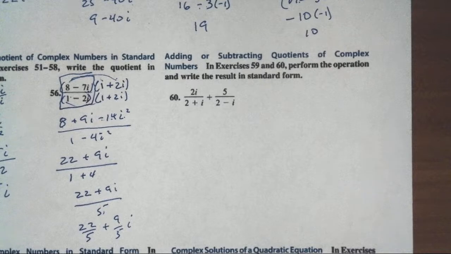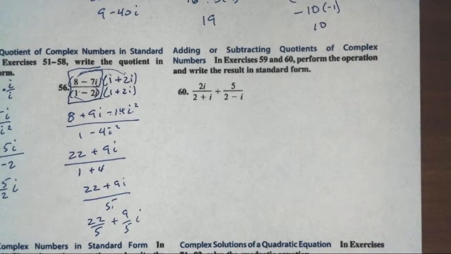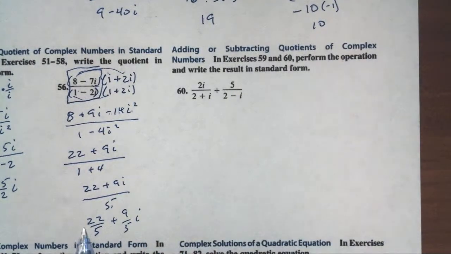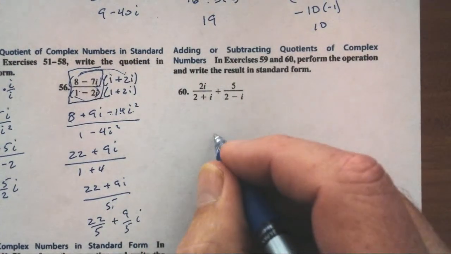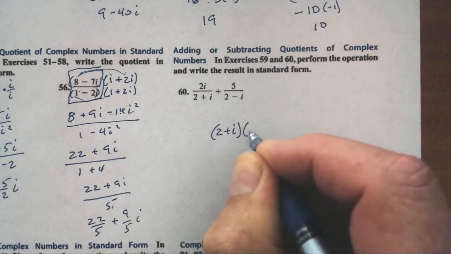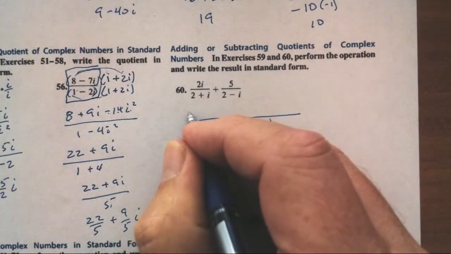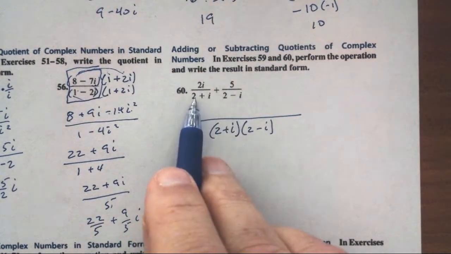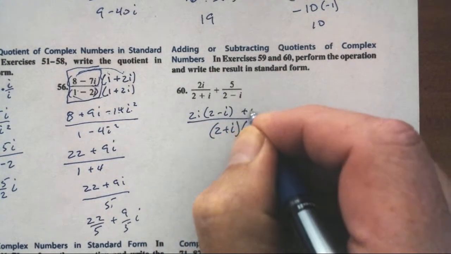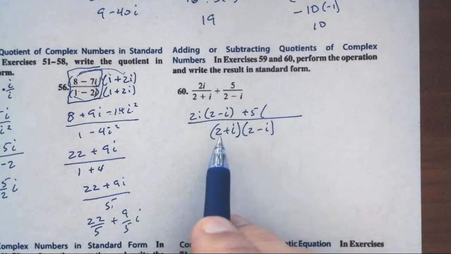Okay, 59, 60, perform the operations and write the results in standard form. Again, your calculator will do this. But if I was adding fractions, I would need common denominators. So my least common denominator needs a factor of 2 plus i and a factor of 2 minus i, which means this 2i, the first term, had to be multiplied by 2 minus i on 2 minus i. And the plus 5 had to be multiplied by 2 plus i on 2 plus i.